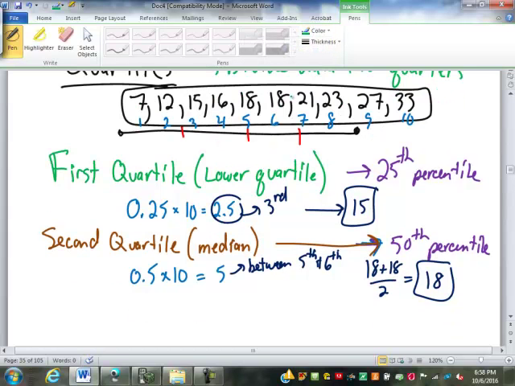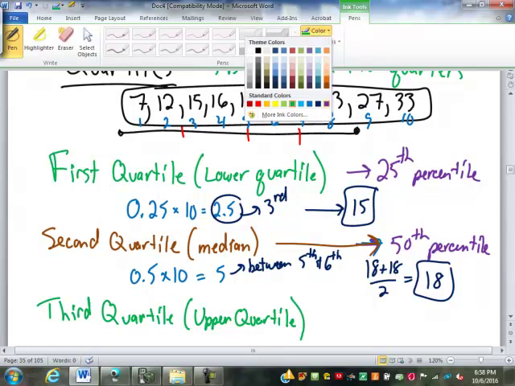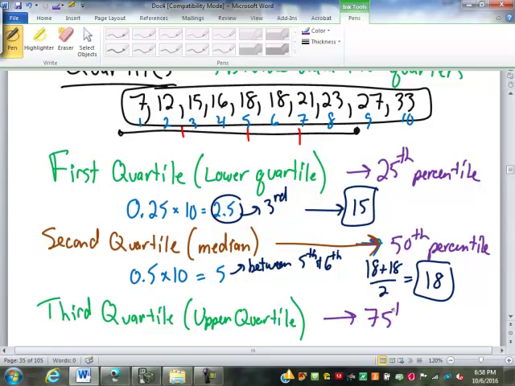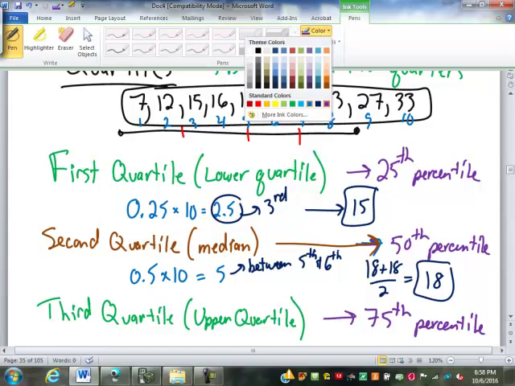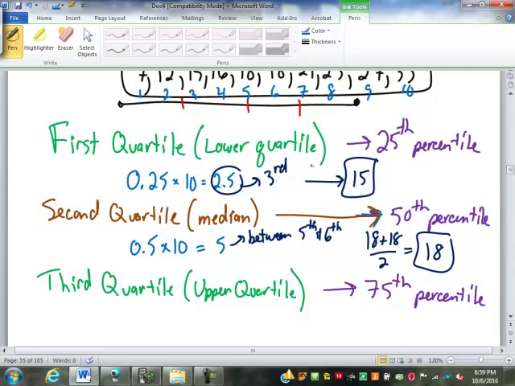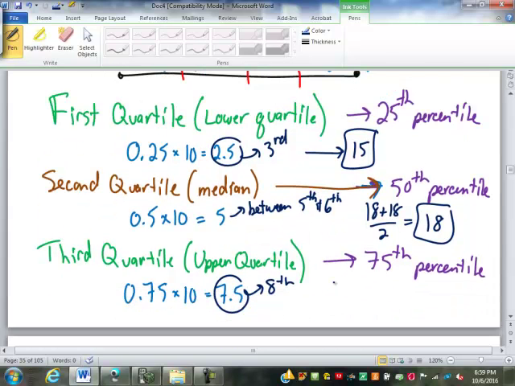And then the third quartile, sometimes called the upper quartile, is simply the 75th percentile. How do we find that location? 0.75 times n, which is 10. So 7.5 tells us that that is the 8th number in the list, otherwise known as 23.